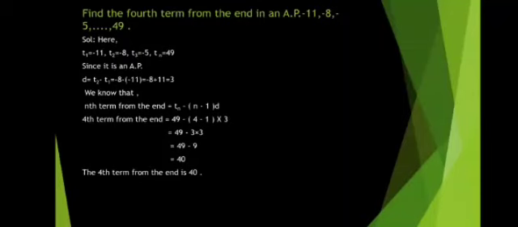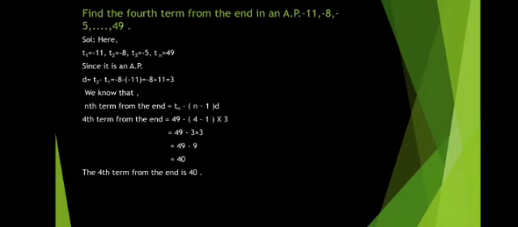Now we are going to start with problem set 3. In this, the question is: find the fourth term from the end. See, this question is a little different. We have to find the fourth term from the end in an AP, that is: minus 11, minus 8, minus 5, dot dot dot, 49.